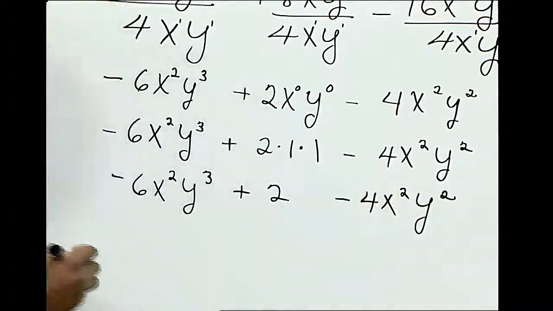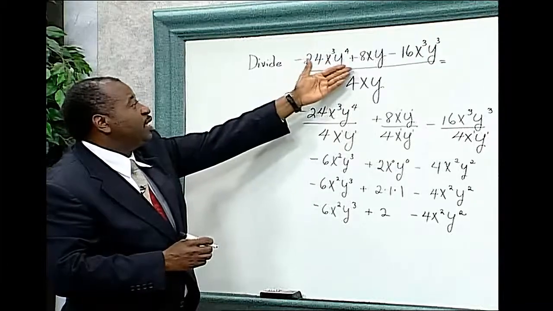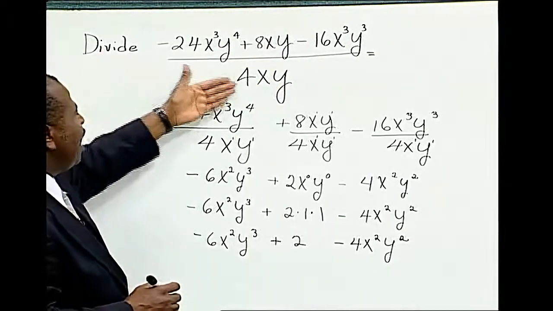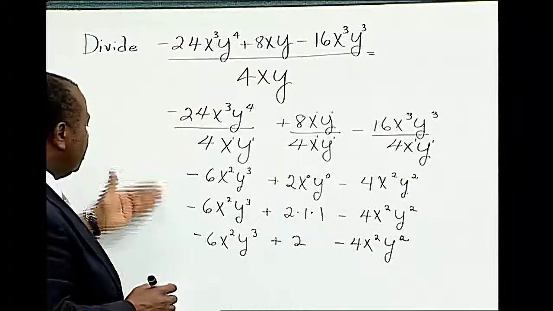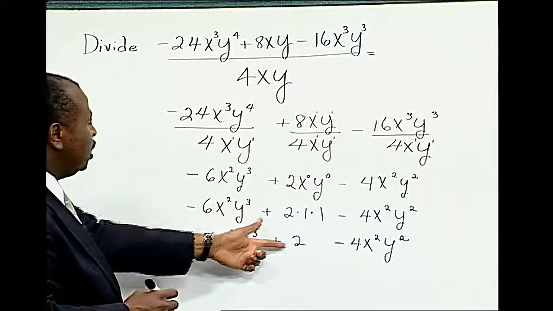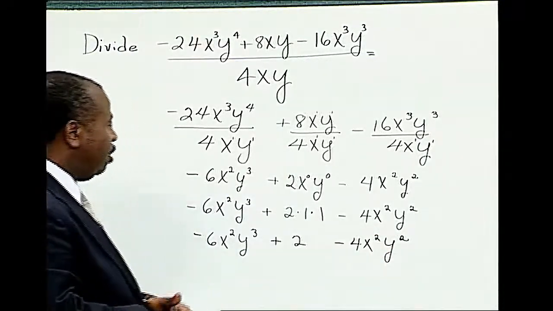to the second power. Therefore, negative 24x to the third, y to the fourth, plus 8xy minus 16x to the third, y to the third, divided by 4xy is equal to negative 6x to the second power, y to the third power, plus 2 minus 4x to the second power, y to the second power.